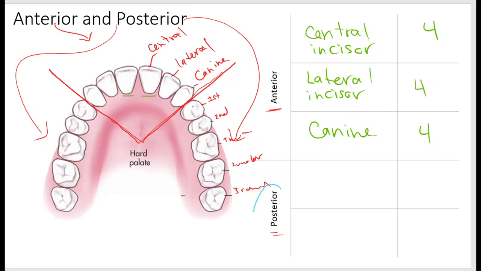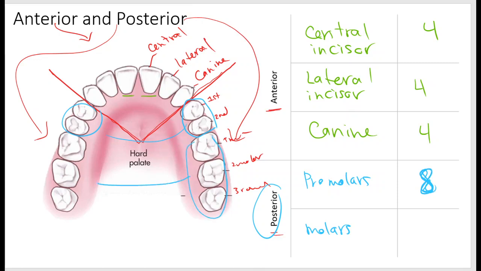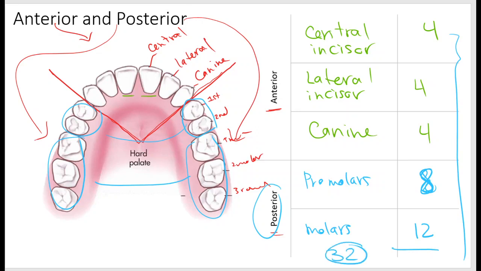Okay. The posterior teeth, we have premolars and we have molars. Premolars, because we have 2 of them on each side, that equals 4 on each arch, but 8 total. And for molars, we have 3 on each side, which means 6 on the arch, which means 12 total. So if you add this up, you'll get to 32 teeth. Okay?